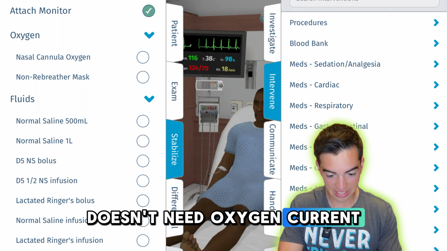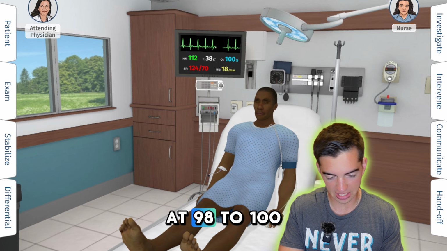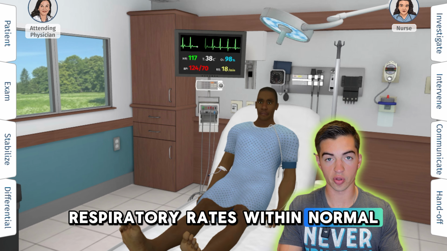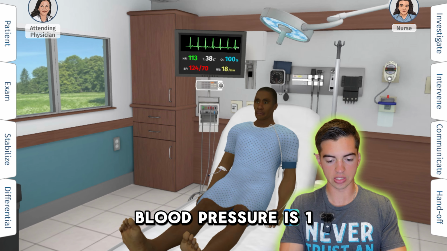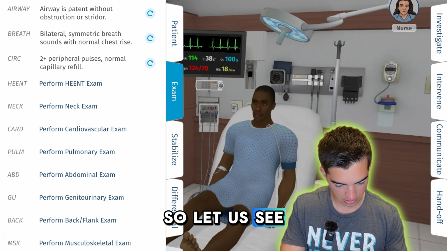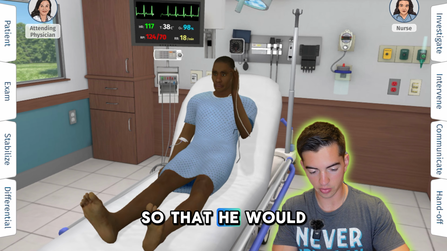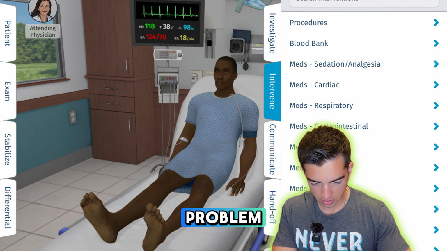Doesn't need oxygen. Current heart rate, 116, slightly tachycardic. Normal temperature, oxygen sats 98 to 100. Respiratory rate is within normal range of about 12 to 20. Blood pressure is 124/70, within normal ranges. Cardiovascular, okay. So the lab results are in. I'd also want to make sure a vomit bag is near his bed or gurney so that he would not aspirate it. That could become a problem.